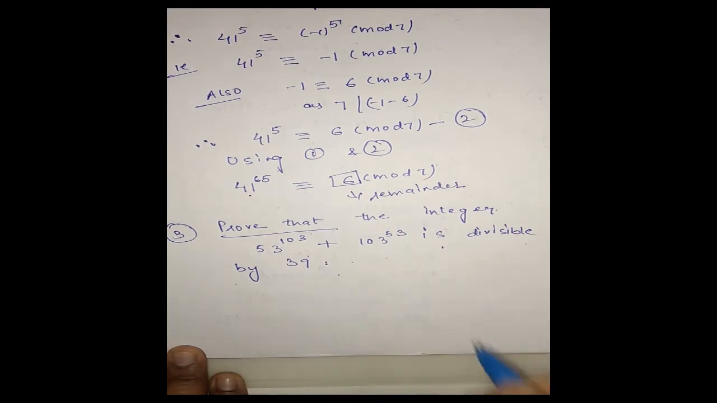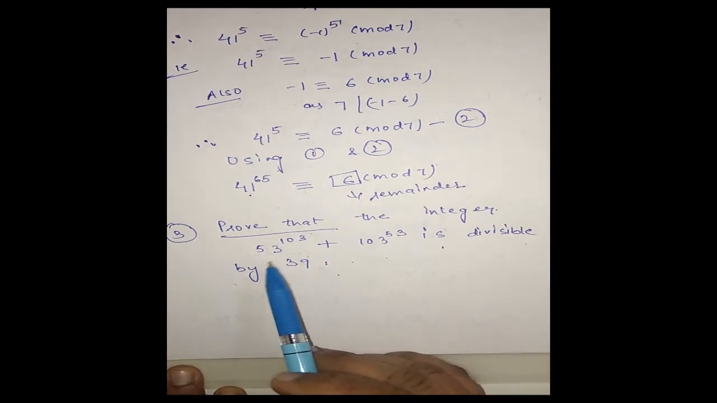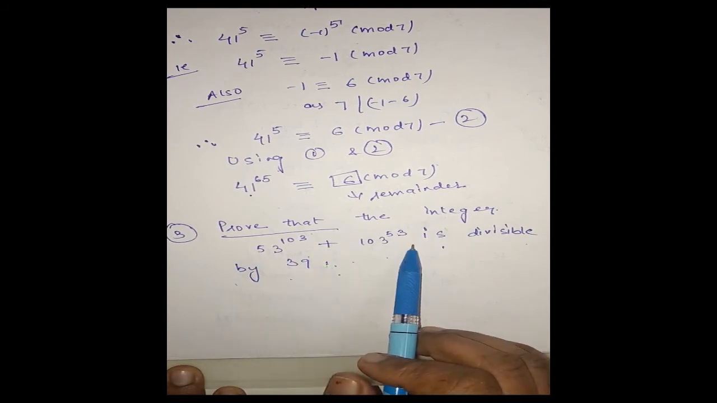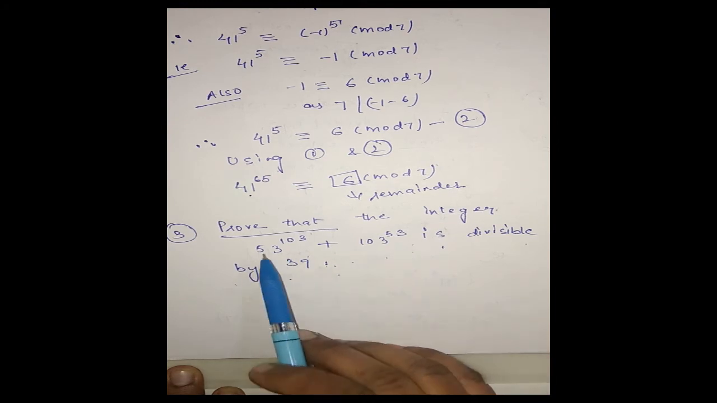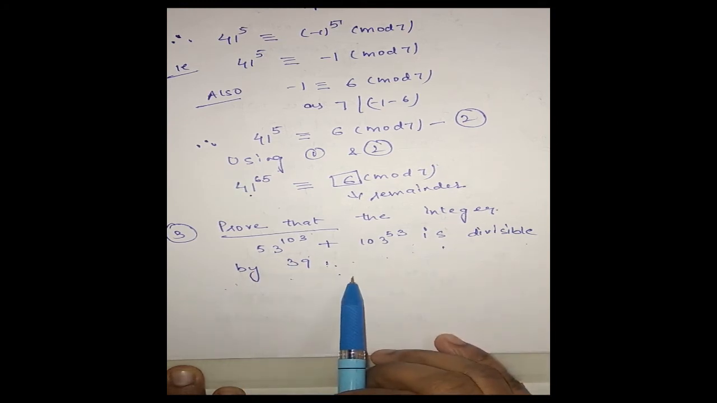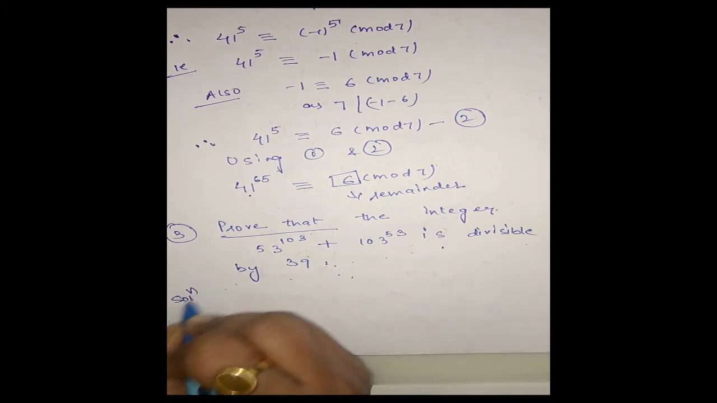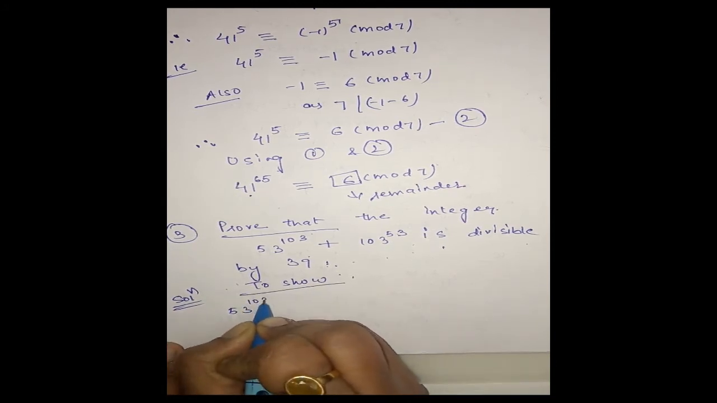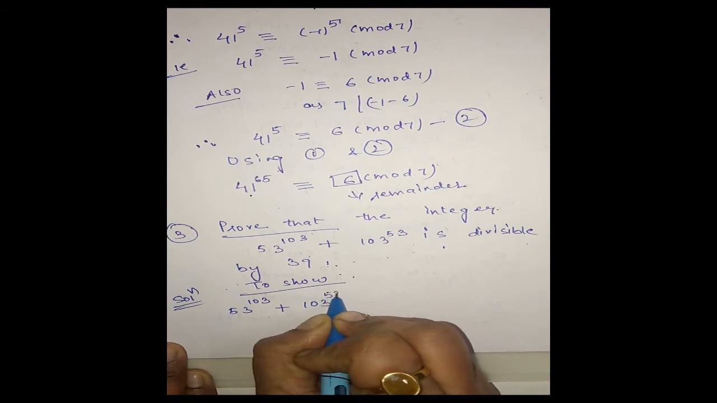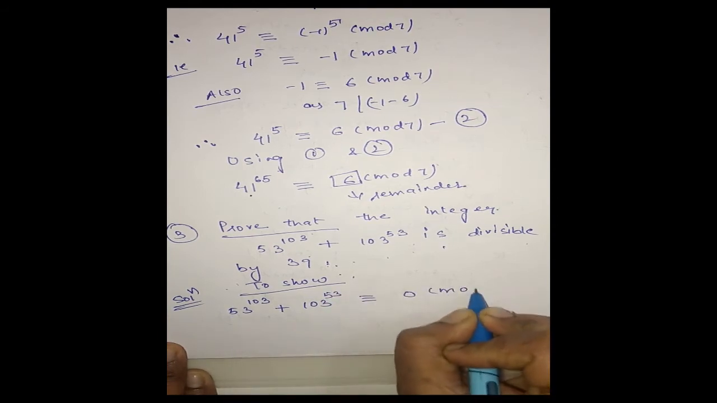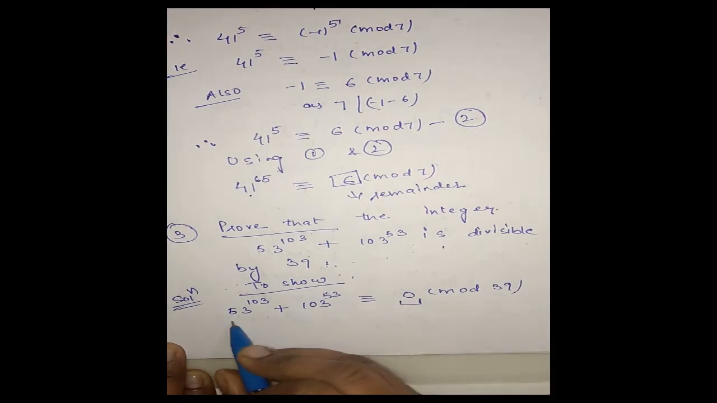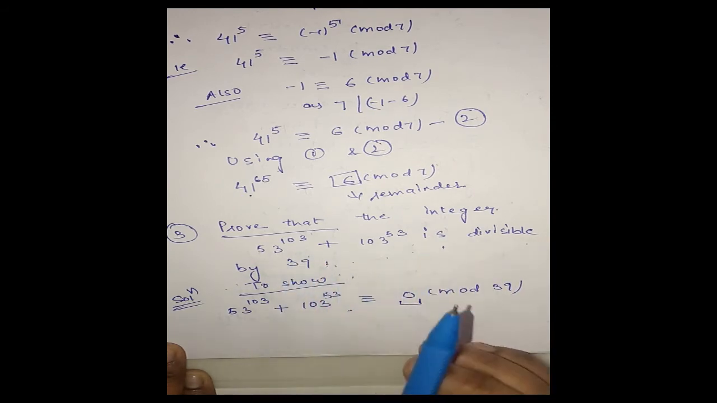Okay, the steps we will follow in this particular question is that we want to show the remainder is 0 when 39 divides this number. If remainder is 0, then only we can say this integer is divisible by 39. Okay, that is, we will show 53 power 103 plus 103 power 53 is congruent to 0 modulo 39. If we are getting the remainder as 0 when 39 divides this integer, then only we can say 39 divides this, or this number is divisible by 39.